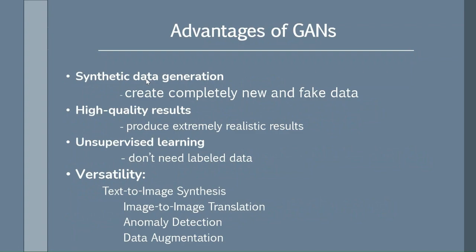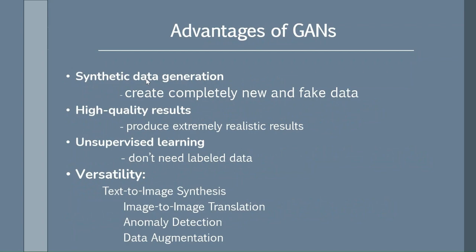High quality results. GANs can produce extremely realistic results that are hard to distinguish from real data. When GANs create fake human faces for AI avatars, they look so lifelike that people can't tell they are generated by a computer.